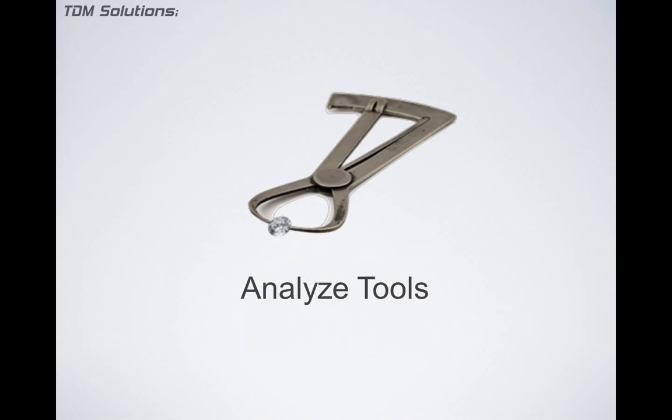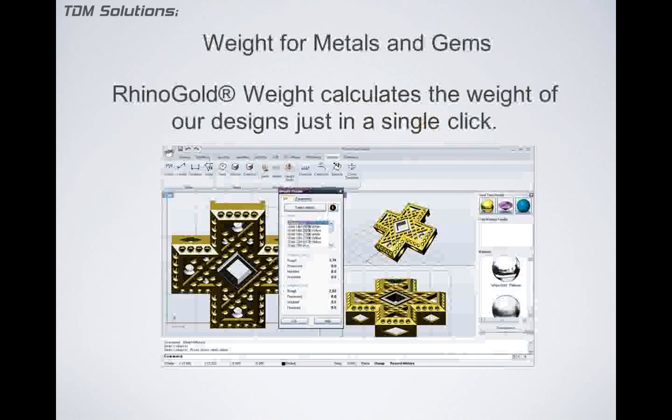Analyzing tools. I think really important tools. It's important to have control over everything. For that reason, we have weight of metals and gems. We can analyze the weight of the stones and the metals.